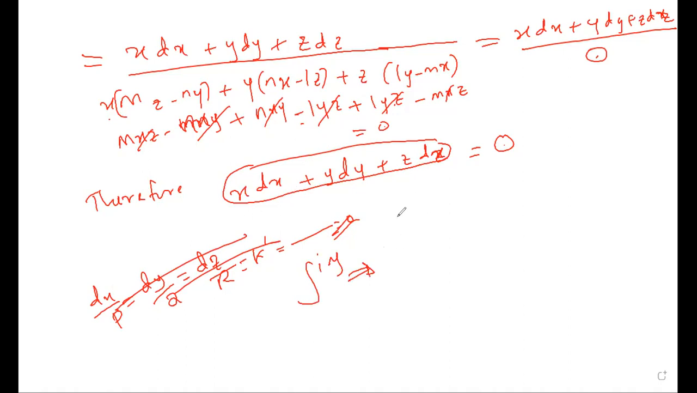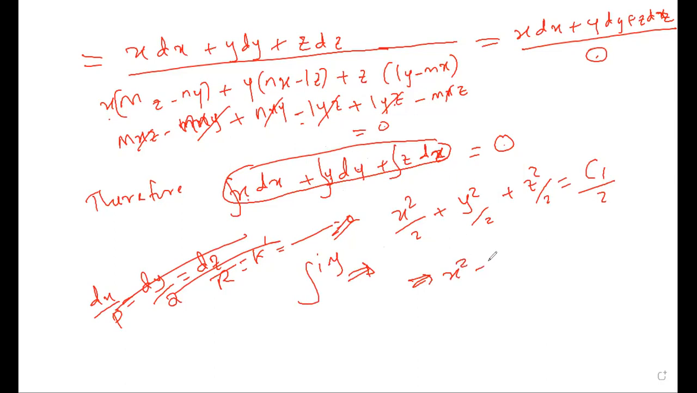So for example, you can take x squared by 2 plus y squared by 2, plus z squared by 2, and I'm going to take my C1 also divided by 2. As you know, what is happening is you are integrating each term. So x times dx will be x squared by 2, y times dy will be y squared by 2. So I can have this simplified: x squared plus y squared plus z squared is C1. This is my phi.